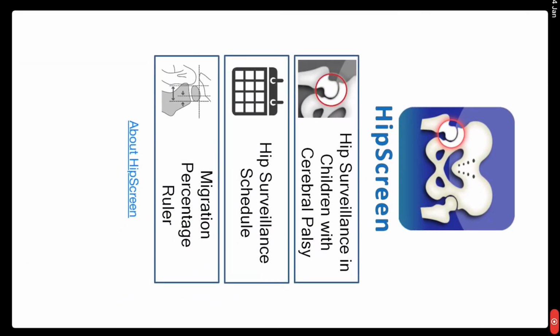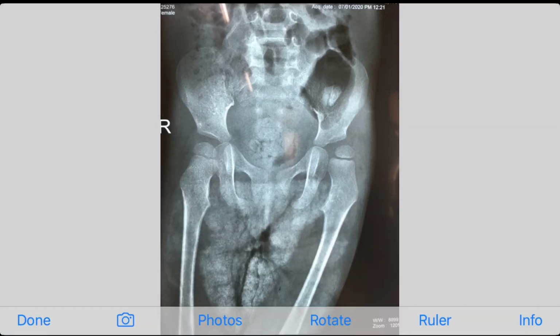So we go into the Hip Screen app. There are multiple uses of this app. So we'll use the migration percentage ruler. This window comes, we can directly click on the camera tab and click the photo, or we can import the photo from the library. This app doesn't store any of the photo and the data is not stored, so there is no issue of privacy. So let's see if we take this X-ray.